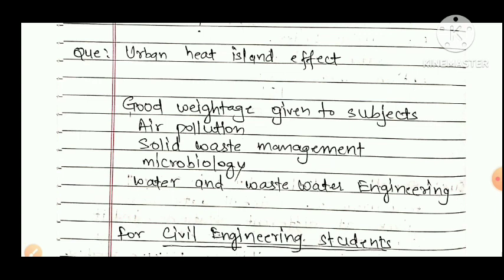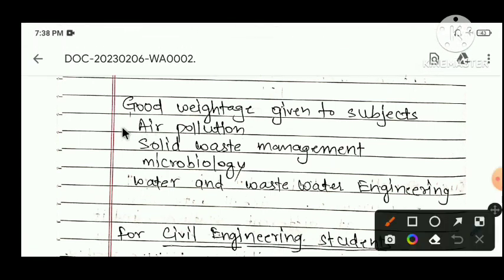I want to say that in this year's paper of environmental science and engineering, good weightage was given to subjects like air pollution. Many questions you will find from air pollution, solid waste management, microbiology, and water and wastewater engineering. Particularly the questions from air pollution and solid waste management were very important. So this was the update.